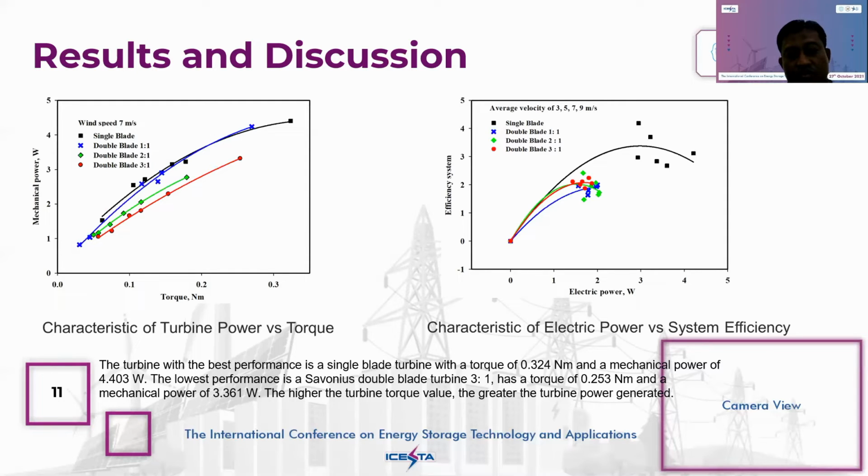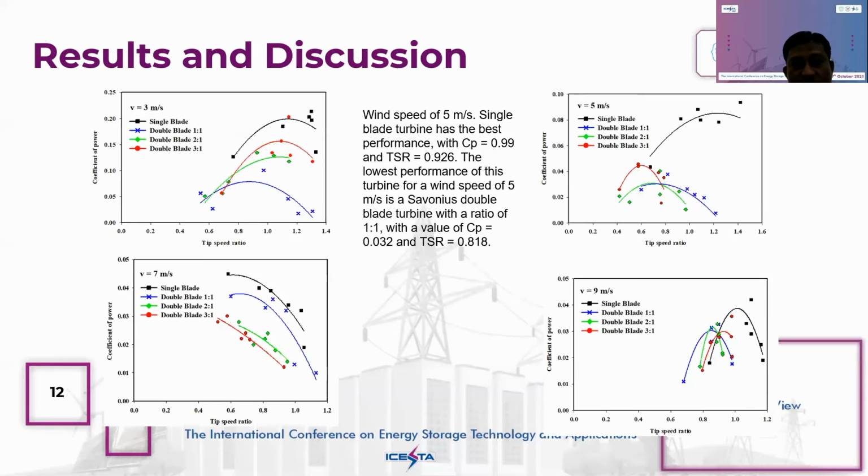And then the lowest performance of the rotor is the double blade, 3:1 ratio. We have 0.253 Newton meter and mechanical power 3.3 watt. The higher the turbine torsi value, the greater the turbine power generated in the study of the Savonius rotor.